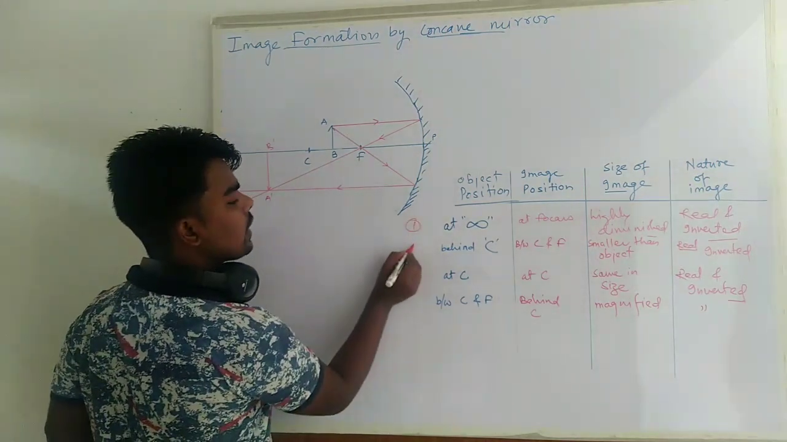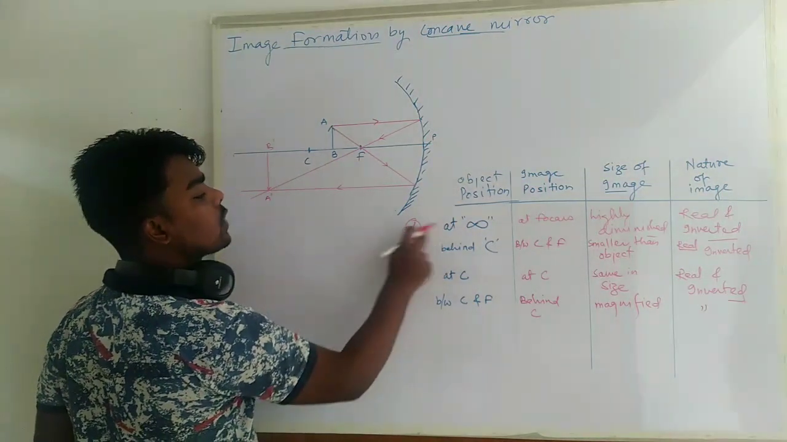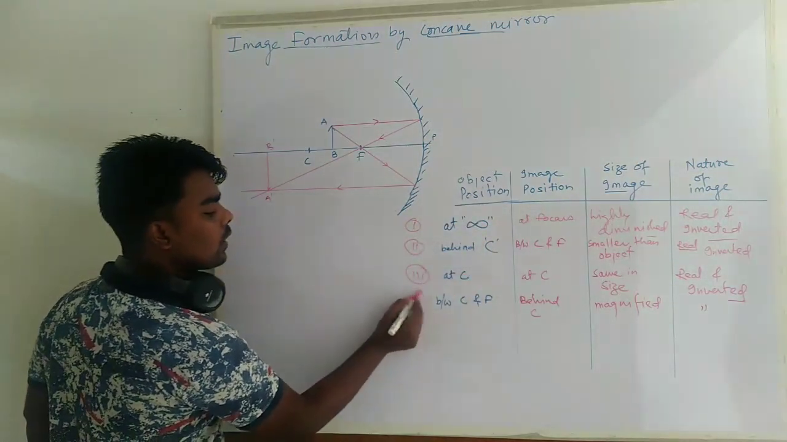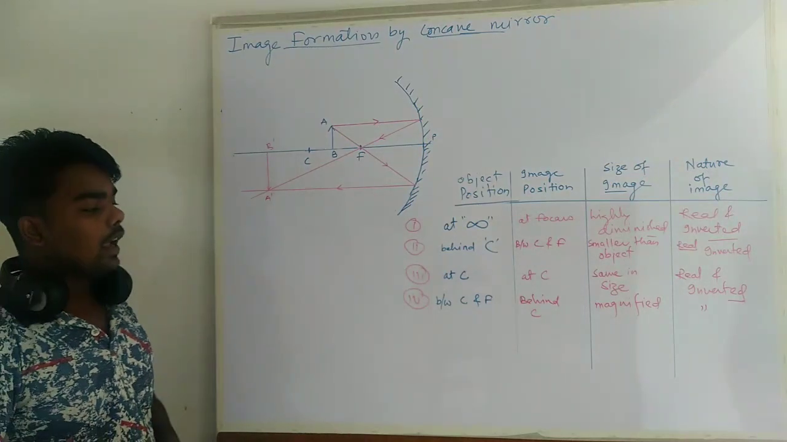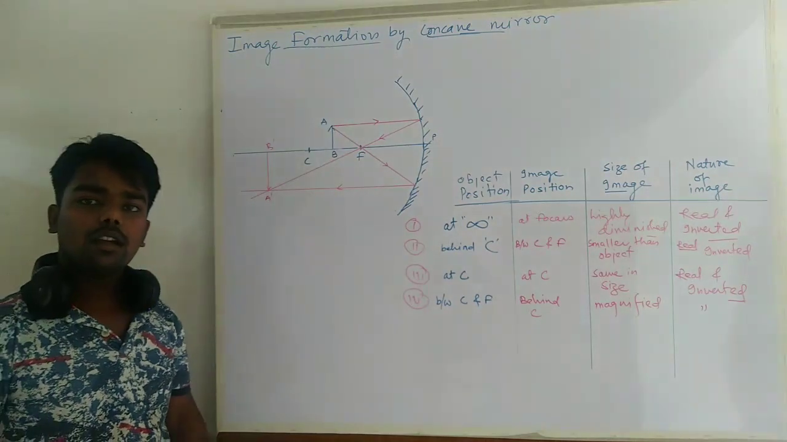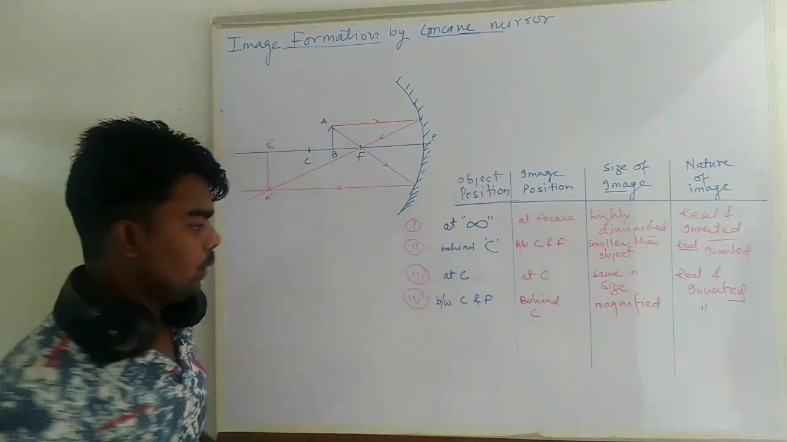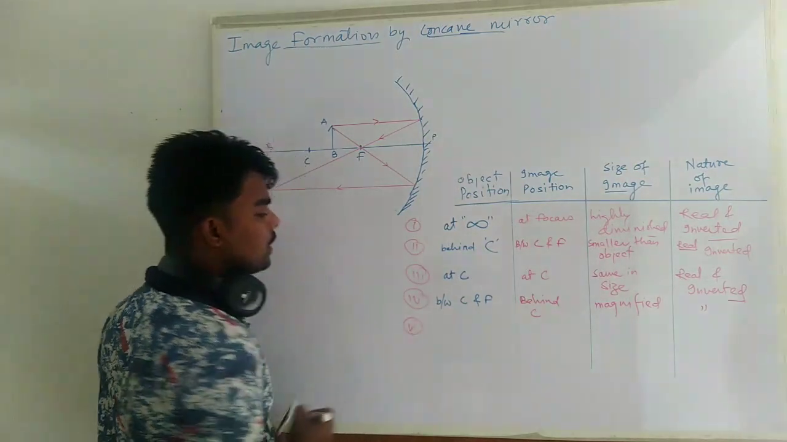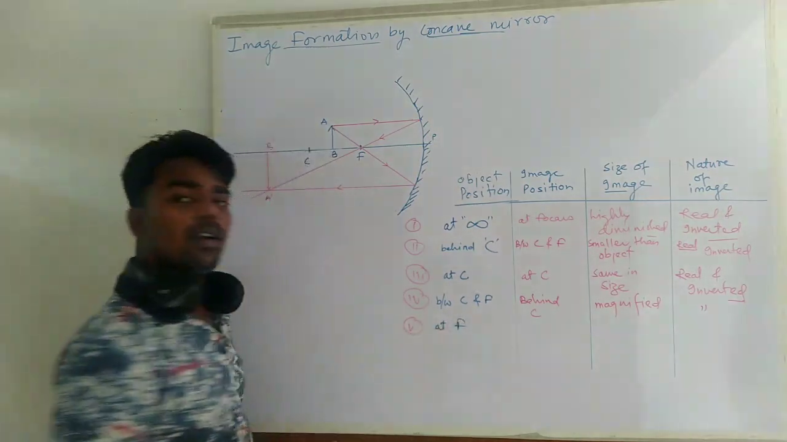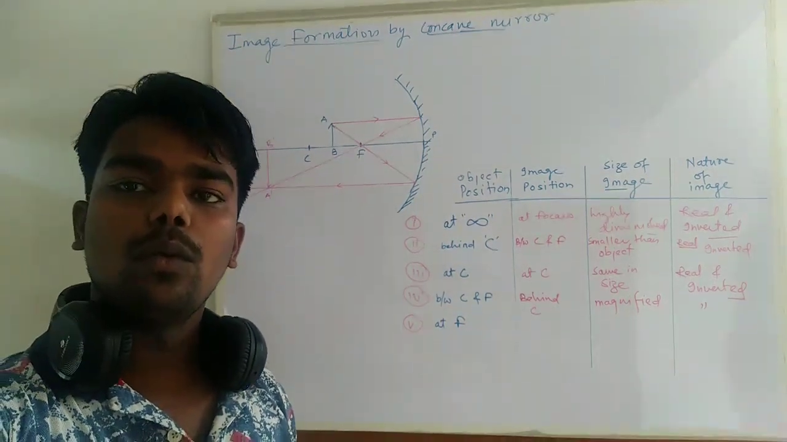First case was at infinity, second case was behind C, third case is at C, and fourth case will be between C and F. And now the fifth case we will see when the object is placed at F. तो अगर F पे ऑब्जेक्ट को रखते हैं तो इमेज कहाँ जाके बनेगी. Okay, so the fifth case we will see when the object is placed at F. So when the object is placed at F, where is its image going to form?